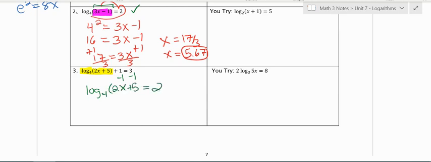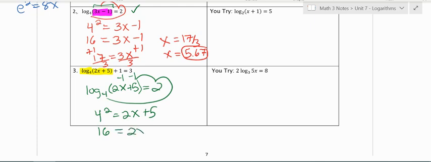So kind of similar to the last one. I'm going to raise both of them to a base of 4, or I can just rewrite it. So 4 squared is 2x plus 5. And then just simply go ahead and solve. This ends up being a linear equation. So when I solve it out, I get a decimal, which is fine. So I get 5.5.